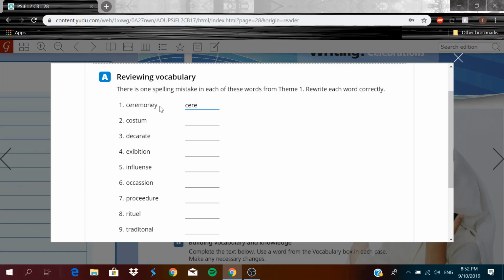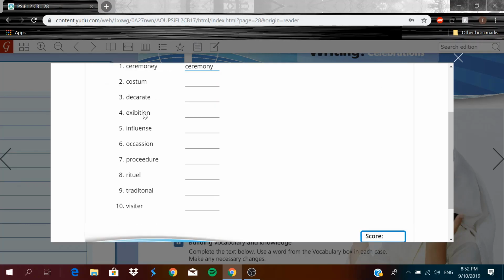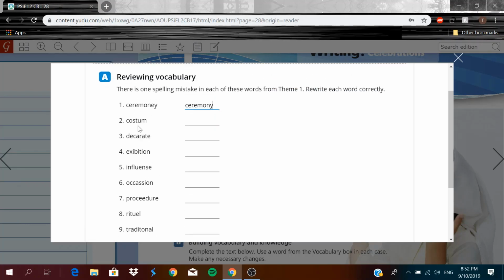Let me write it down. So we say ceremony, not ceremony. Okay, and here this word is actually missing a silent letter. So two, we have costume, right? And costume has a silent E at the end. So I'm going to write it like this, costume. Then we have decorate. Decorate is not with an A, it's with an O. So decorate, not decorate, okay?